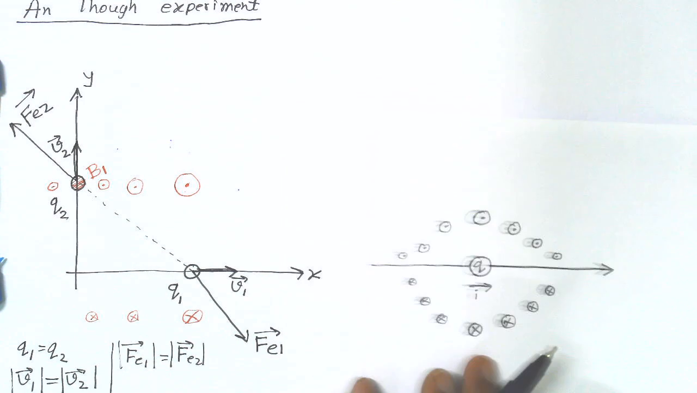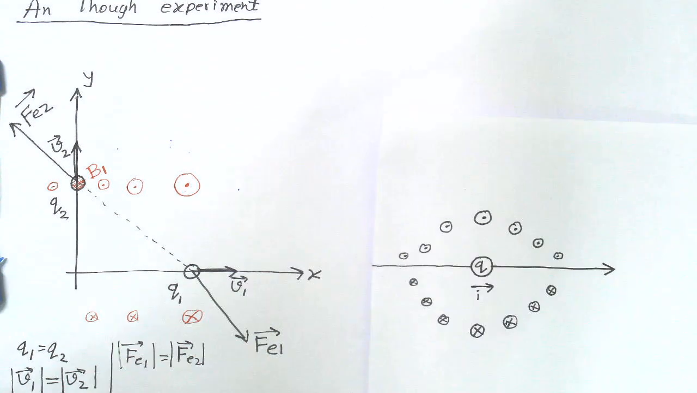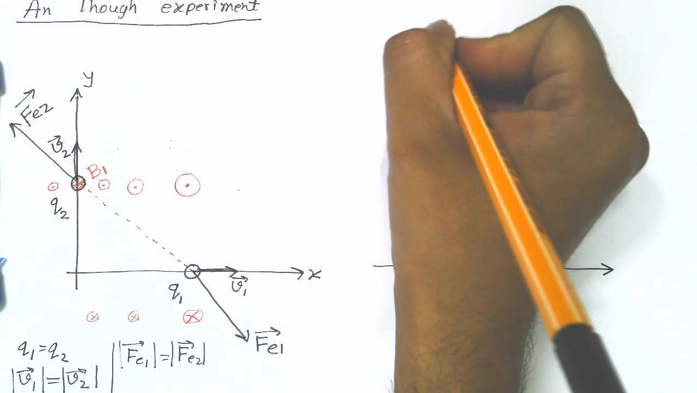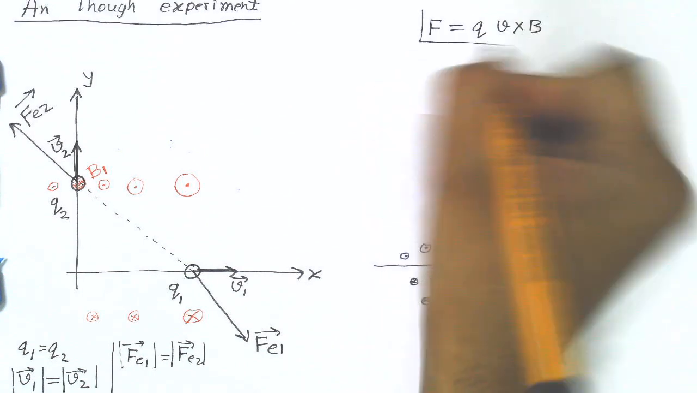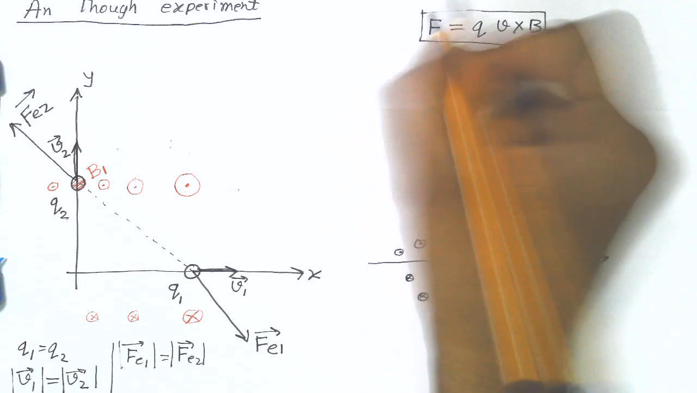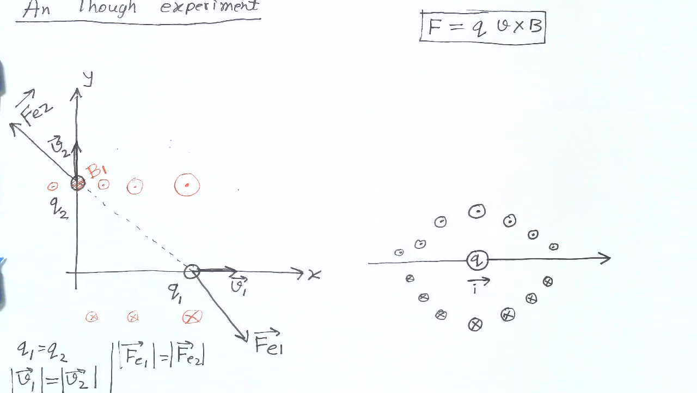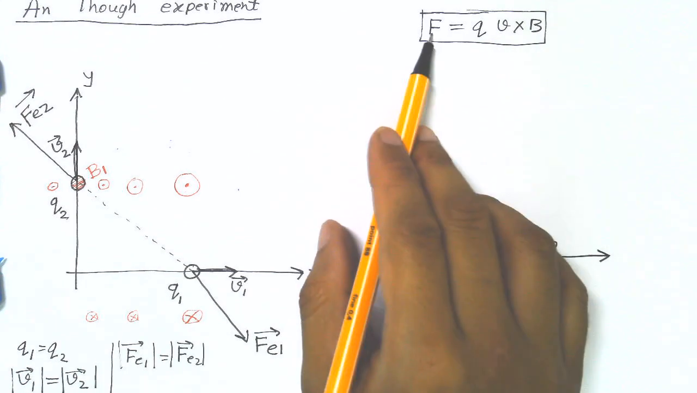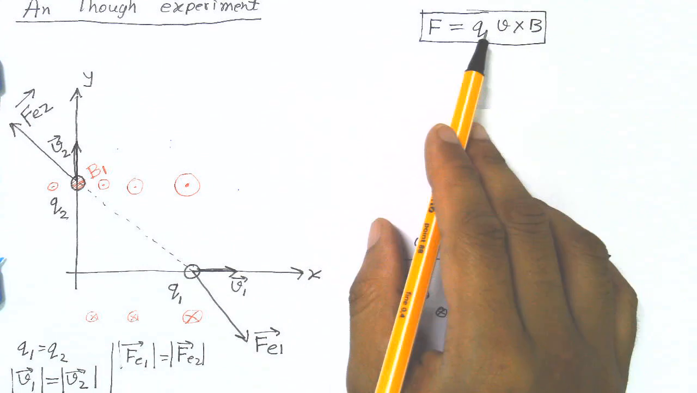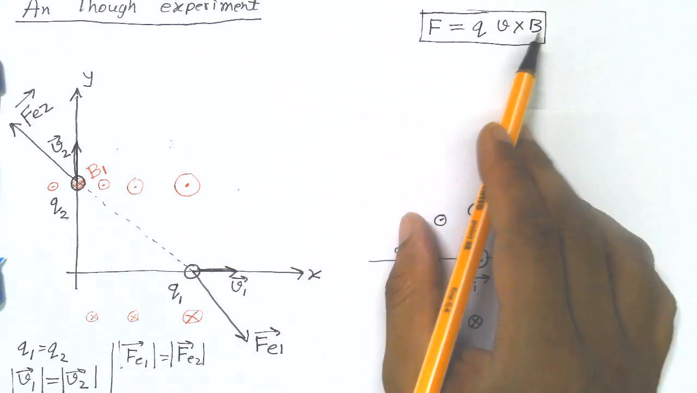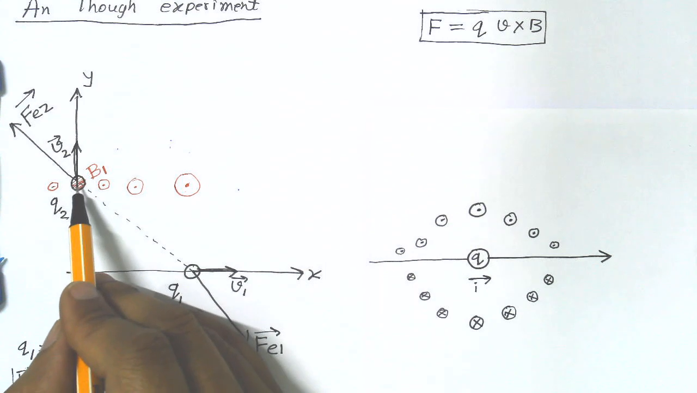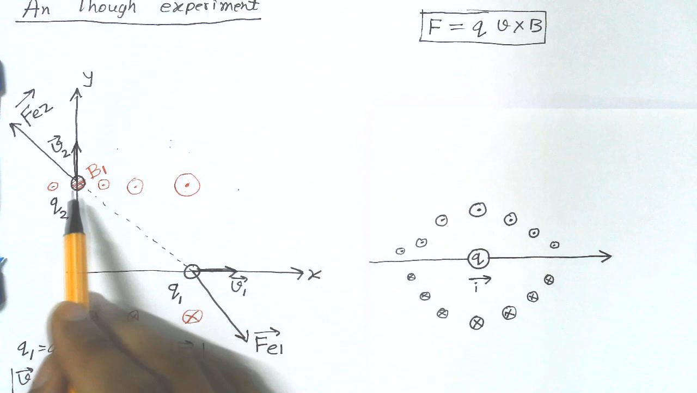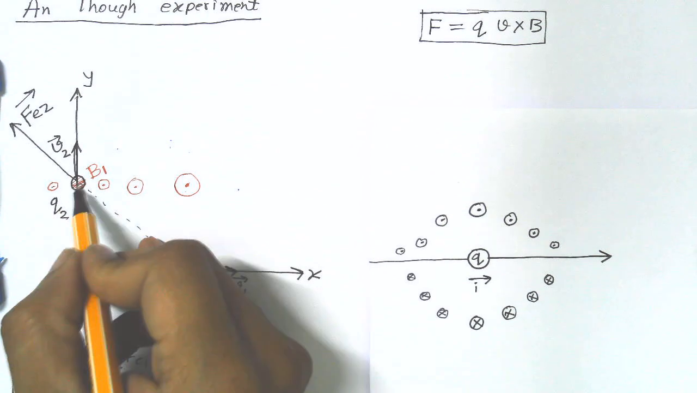by the Lorentz formula, which is F is equal to QV cross B. So this is the formula or the rule for the force acting on a moving charged particle in a magnetic field. So here on this particle we will have some magnetic force, electromagnetic force. And let us first find the direction of that force.